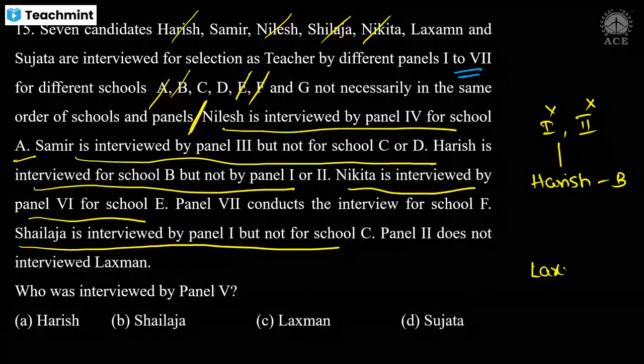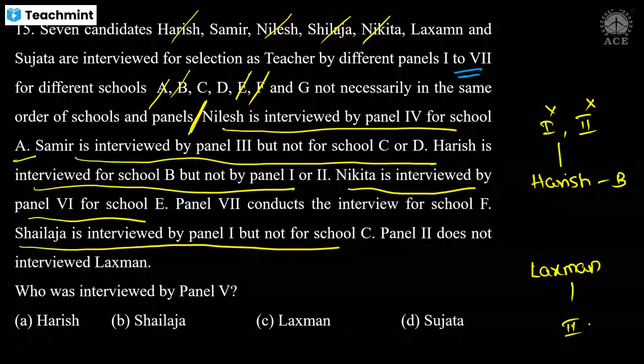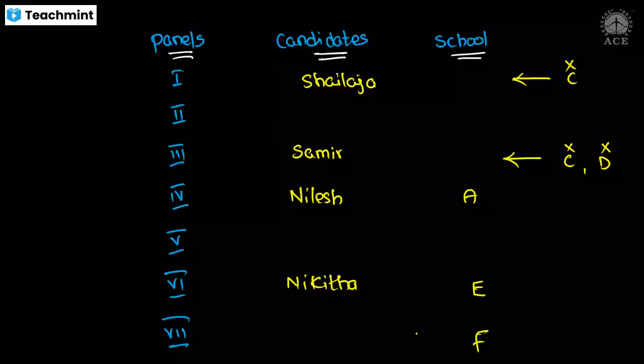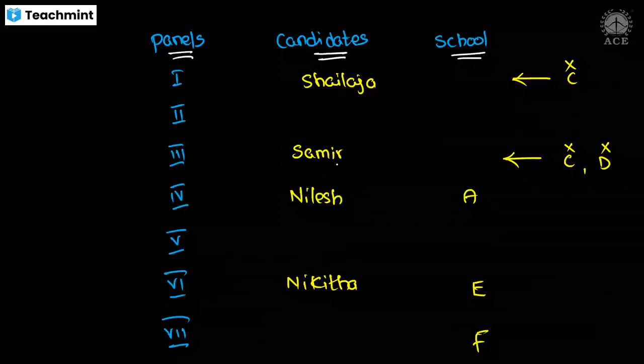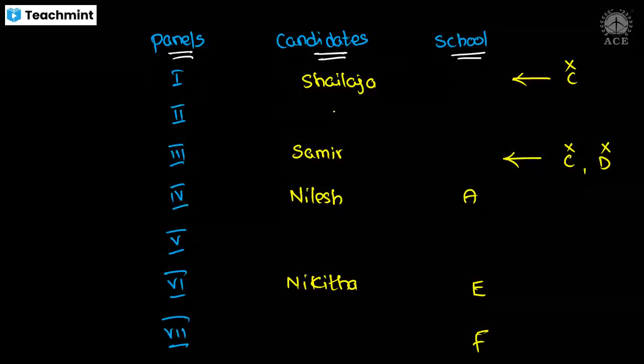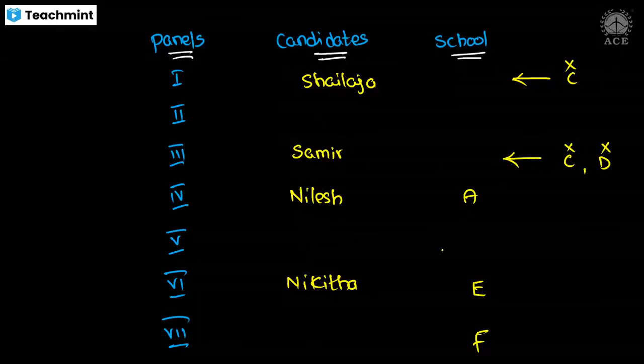So, Lakshman not by panel 2. Panel 2 not taken by Lakshman. Now, still any other data? Panel 7 conducts the interview for school F. Okay, done. Now we have three slots: 1, 2, and 3. Among these three slots, two slots are not having school and candidate.